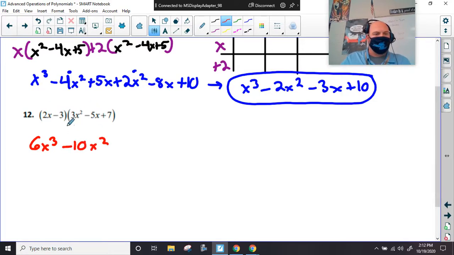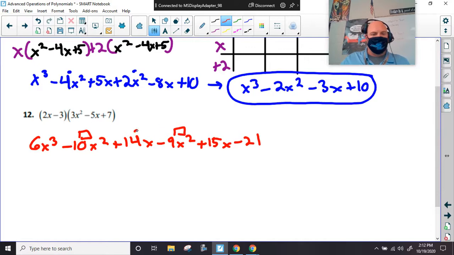10x squared is 14x. 9x squared is 15x. That's 21. All right, so I'll put squares over my squares this time.